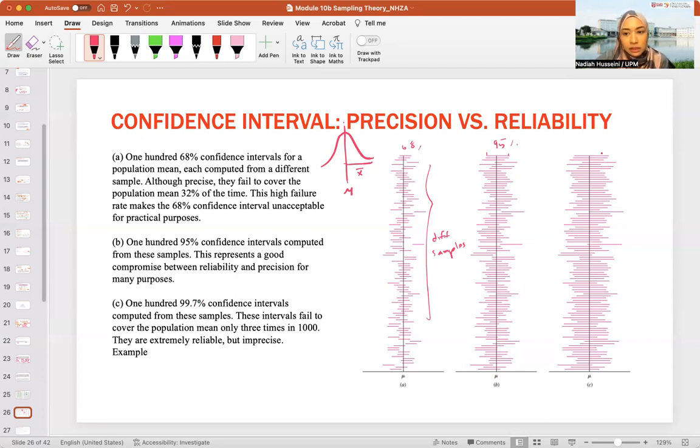99.7% confidence interval, this is really huge, almost 100%. These intervals fail to cover the population mean only 3 times in 1,000 samples. So if you were to sample 1,000 times, only 3 times does it not cover the population mean. Extremely reliable, but very imprecise. It basically covers almost the entire distribution. It is very reliable. Your value will always cover the mean, but it's imprecise. So 95% is the good one.